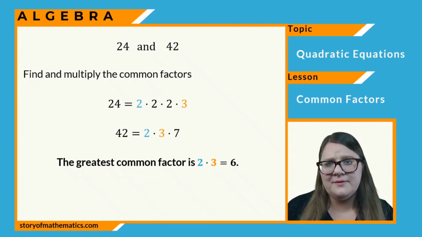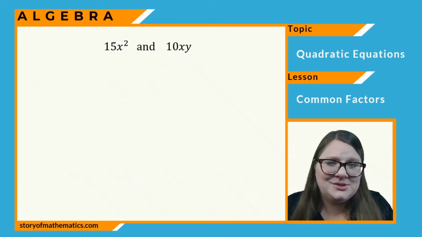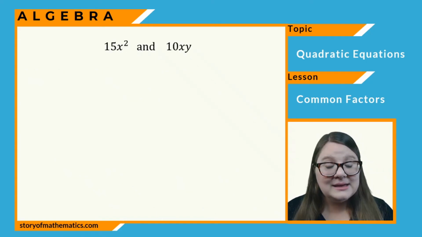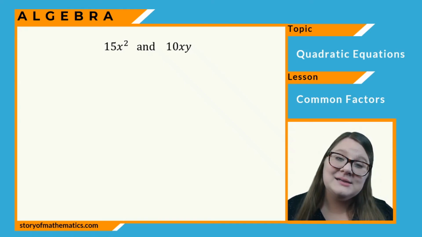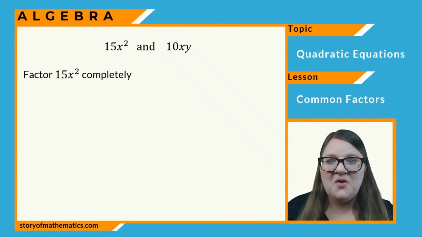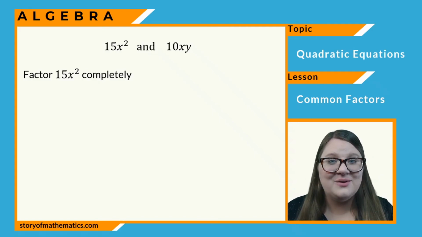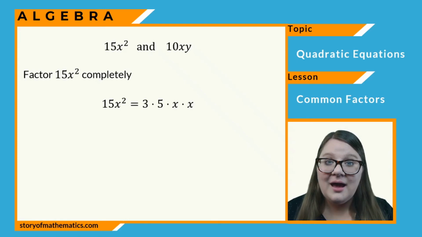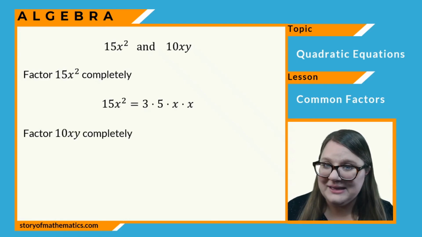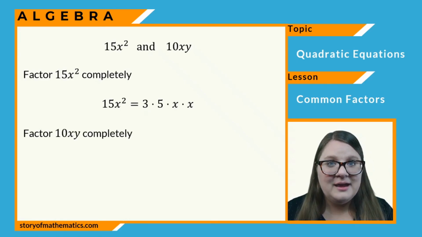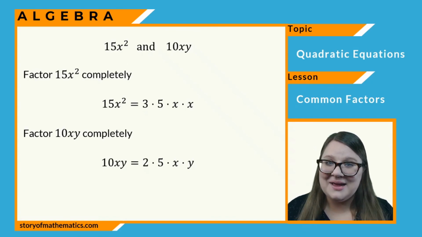Now, does this only work for numbers? Well, you can actually do it with expressions as well. Let's say I gave you 15x squared and 10xy. Well, I can factor 15x squared completely. 15 is 3 times 5, and x squared is x times x. I can also factor 10xy completely. 10 is 2 times 5, and then I have times x times y.